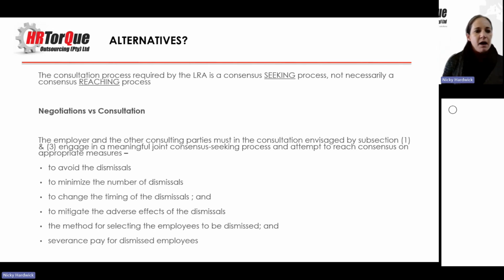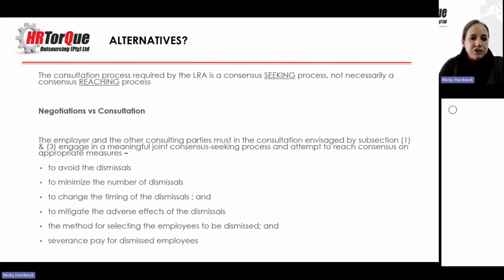So often we will have discussions, arguments, heated debates about the consultation process within the retrenchment process.